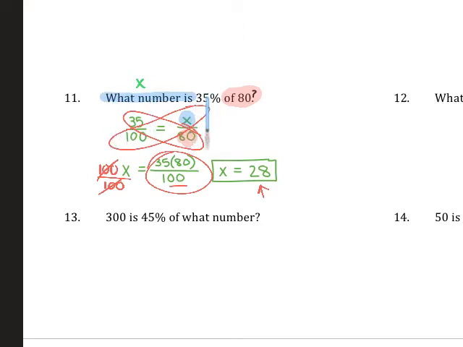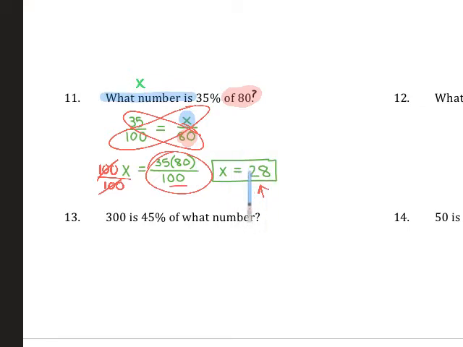Okay, what number is 35% of 80? Well, we know real quick that 50% of 80 would be half of that, so that'd be 40. So since 35% is even less than 50%, we expect our number to be less than 40. And it is, in fact. Okay, so remember, you can do a common sense check and make sure your answer makes sense with the problem.